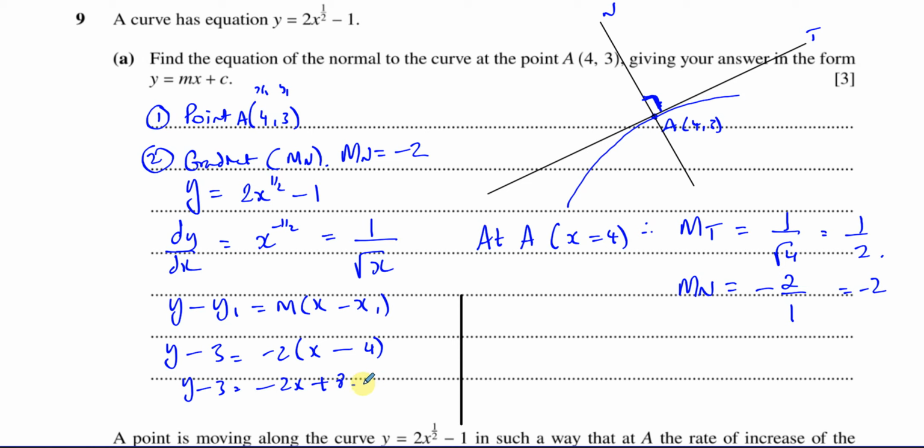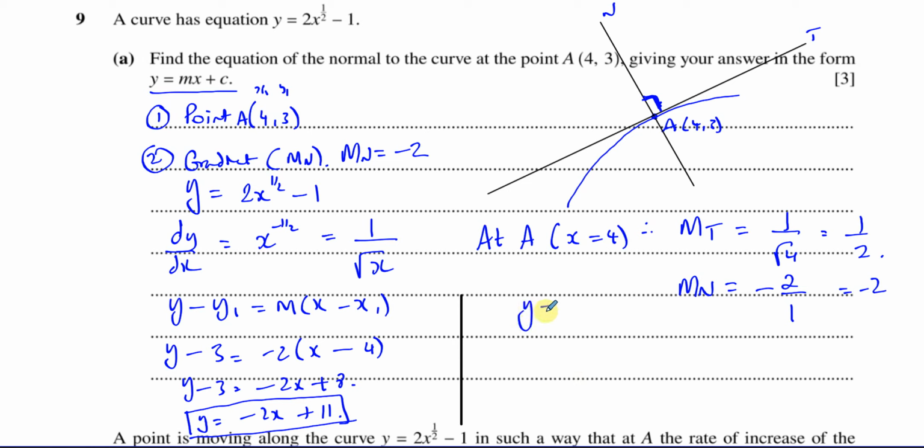Okay, and so you end up with y equals minus 2x plus 11. So y equals minus 2x plus 11 is the equation of the normal in the form that they want us to write it in. Okay, y equals mx plus c.